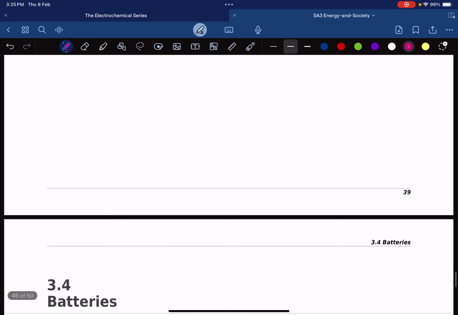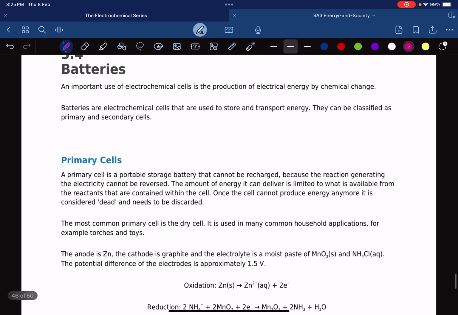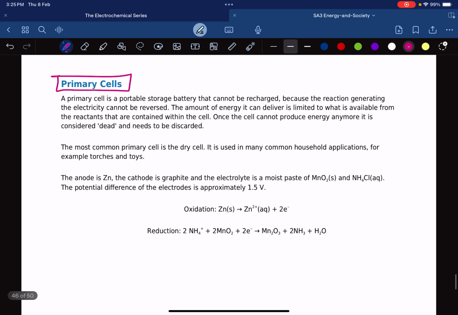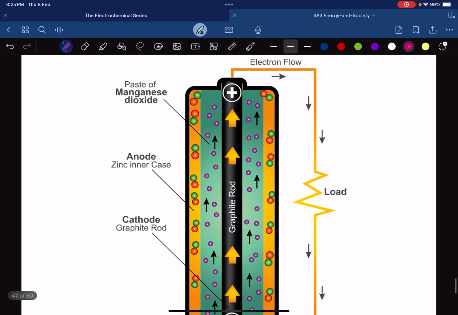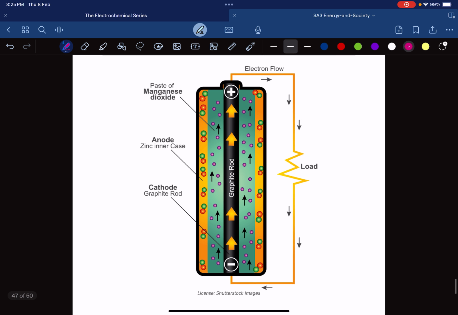Then that brings us to this part on batteries. Now when we talk about batteries, I just want to go through this very quickly because it's not very important. We have primary cells. Primary cells are cells that cannot be recharged, like all your AA batteries, your AAA batteries. You do not need to memorize any of these reactions. You don't need to know how to do this. But basically you just need to know they cannot be recharged. Then this is an example of that cell. You do not need to memorize anything here at all.